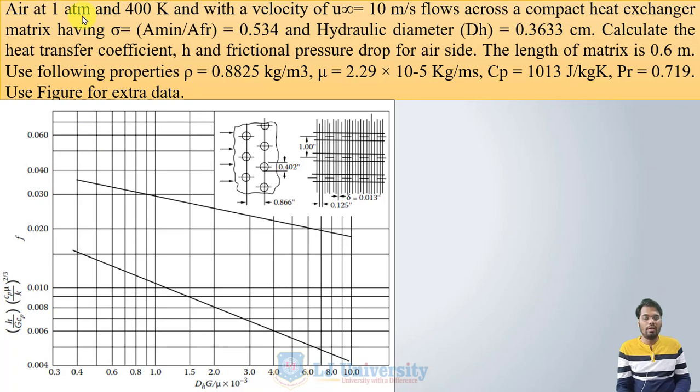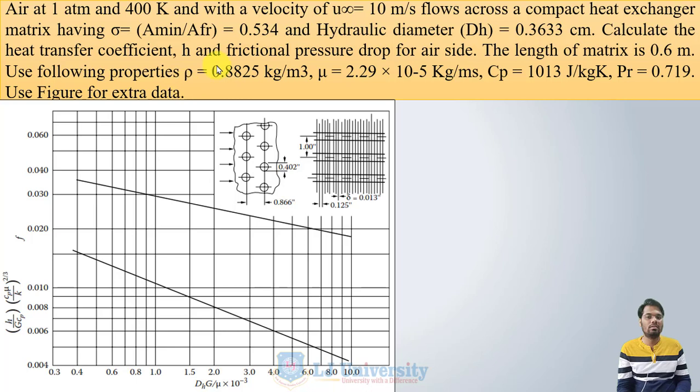Air at 1 atmospheric pressure and 400 Kelvin, with a velocity of 10 meter per second, flows across a compact heat exchanger. The matrix has sigma, the ratio of minimum area to frontal area, of 0.534 and a hydraulic diameter of 0.3633 centimeter. Calculate the heat transfer coefficient h and the frictional pressure drop for the air side. The length of the matrix is 0.6 meter.